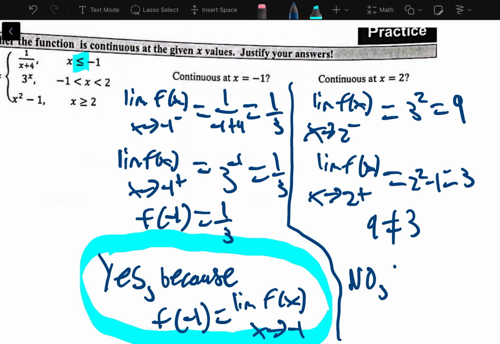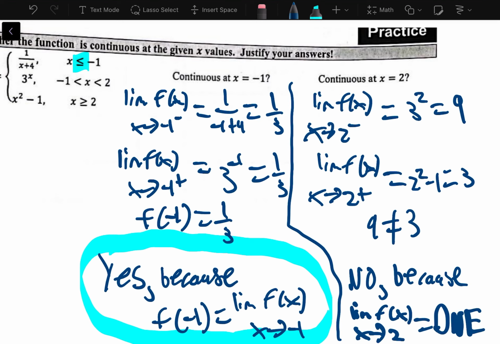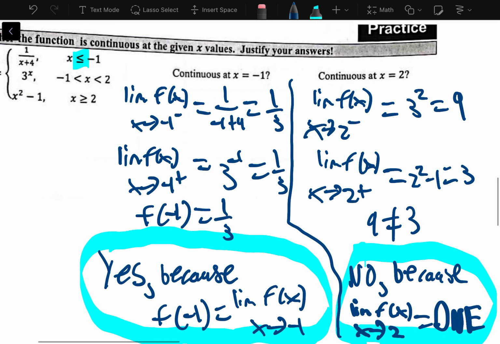It is not continuous because the limit of f of x as x approaches 2 does not exist. And that is your answer for part B of the question. Okay, awesome. Moving on.